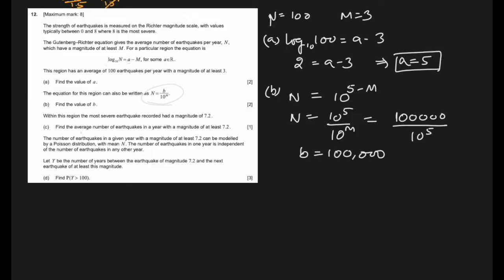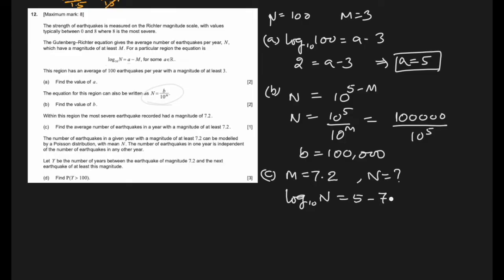What about part C? Within this region, the most severe earthquake recorded has a magnitude of 7.2. Find the average number of earthquakes in a year with a magnitude of at least 7.2. At least 7.2, so at least means m is 7.2. Average number of earthquakes, what is n? A is already with us, 5, so we'll do that. So log base 10 of n equal to 5 minus m.